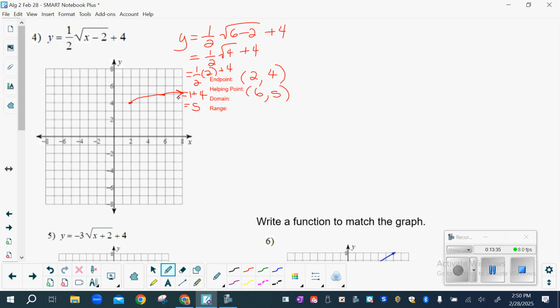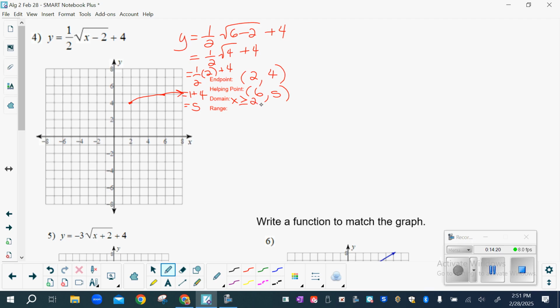Okay? So domain and range. Tell me the domain. Use your endpoint. Take a look at the x value of your endpoint. X is greater than or equal to, or greater than or less than? So these values here go up, right? Yeah. So greater than or equal to. Yep.